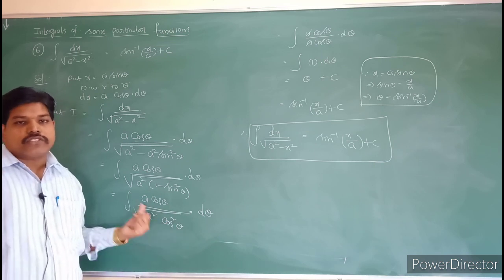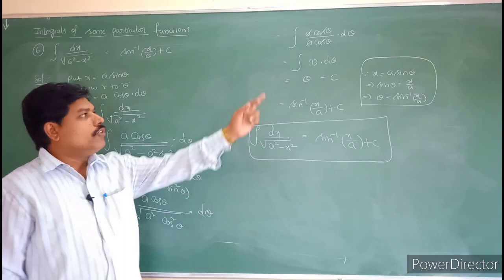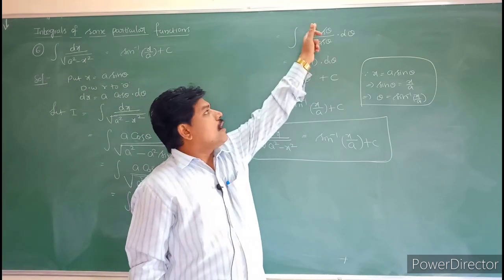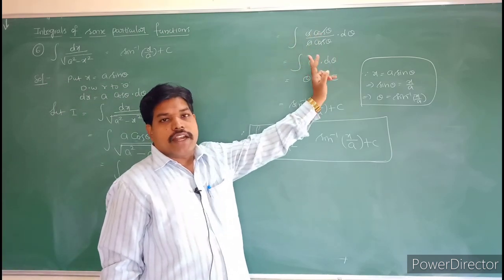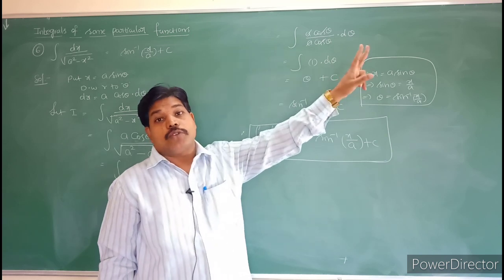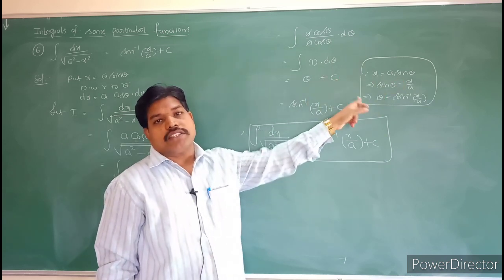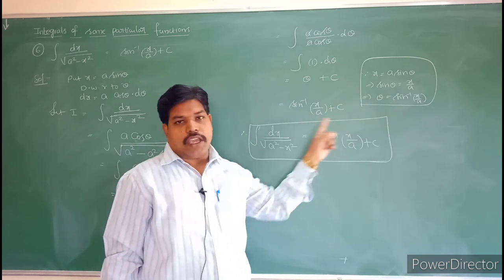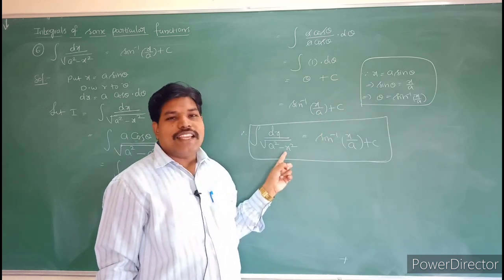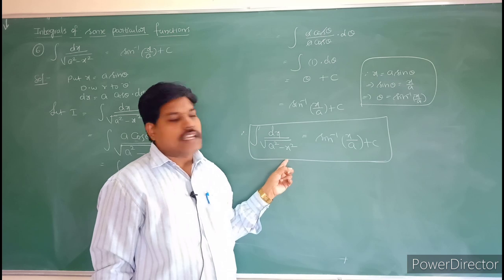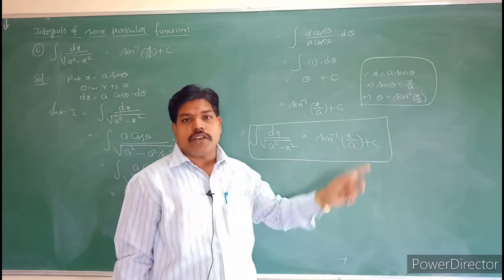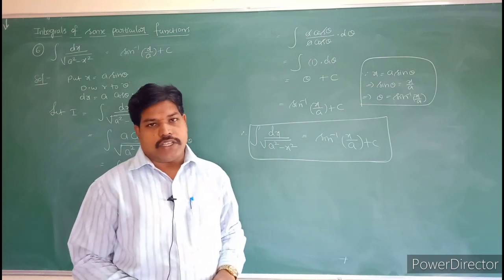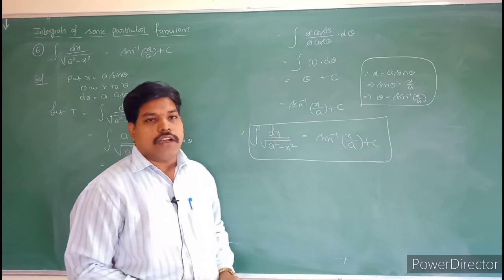under the root. So the square and the root will be cancelled, and you will get a cos theta. So a cos theta will be cancelled. You will get the integral of 1 with respect to theta, which is theta plus c. What is theta? Theta is nothing but the sin inverse of x by a. So integral dx by root of a square minus x square is nothing but sin inverse of x by a plus c. Okay.